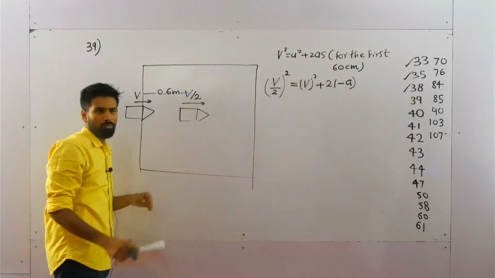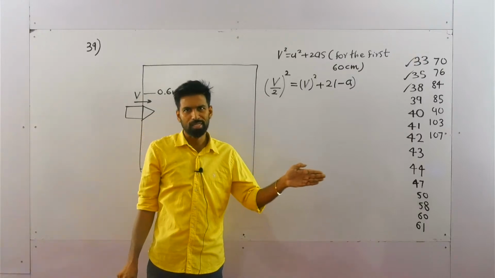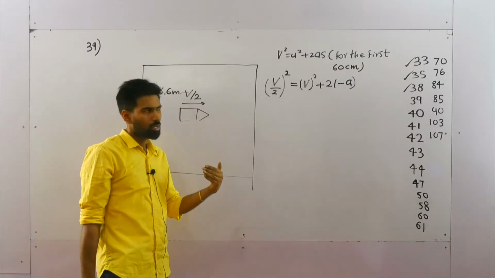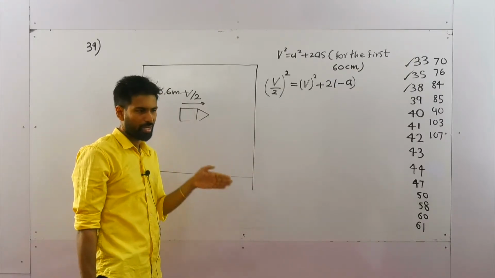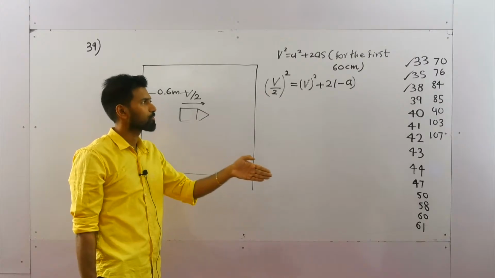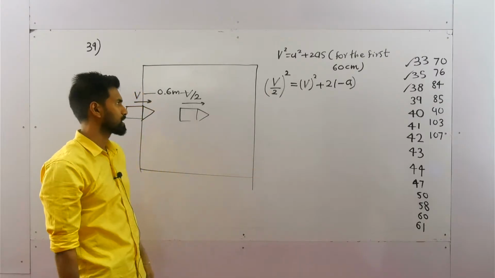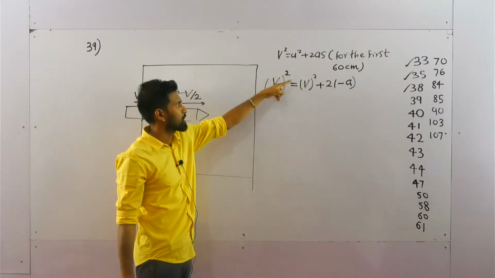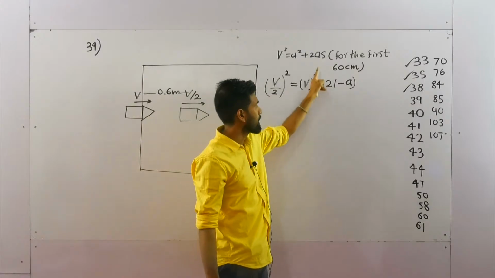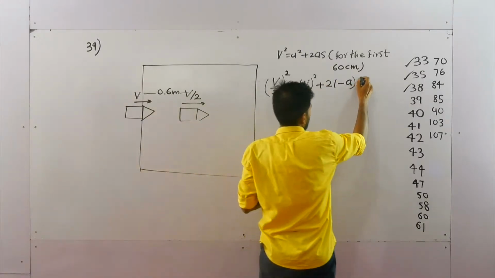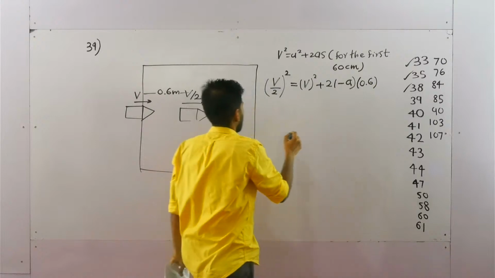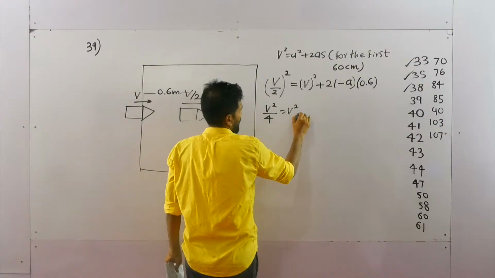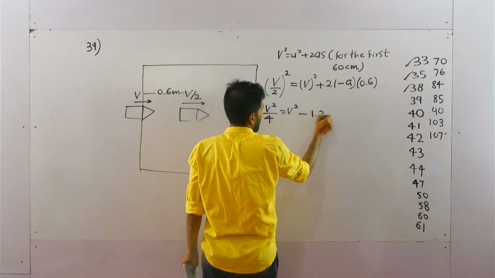When the bullet is passing through a wooden block, it definitely slows down due to the frictional force from the wood. So it's a deceleration. It loses velocity as it penetrates the wood, so I applied minus a. After 0.6 meters, the velocity is (v over 2) squared. The initial value is v squared minus 2a times 0.6. So v squared over 4 is equal to v squared minus 1.2a.